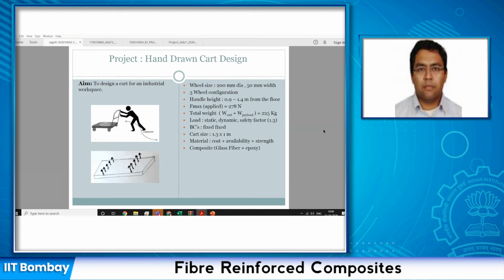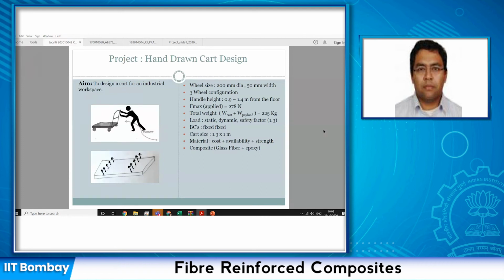Therefore, I would like to go with the three-wheel configuration hand-driven cart, which not only will be highly maneuverable, but will also have more controllability, plus the force applied will be minimum, along with more payload. The recommended wheel size will be 200 millimeter diameter plus 50 millimeter width, the adjustable handle height will be 1.4 meter, and the maximum applied force will be 278 Newton.